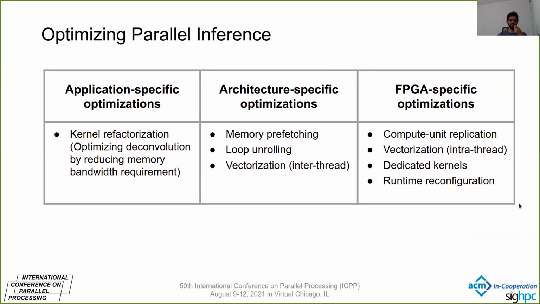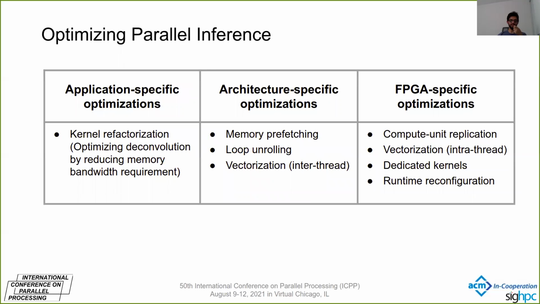To reduce the execution time of TDNet inference, we applied a set of application-specific and architecture-specific optimizations to these OpenCL kernels. The portability of OpenCL kernels allows us to evaluate DDNet inference on CPU, GPU, as well as on FPGA.